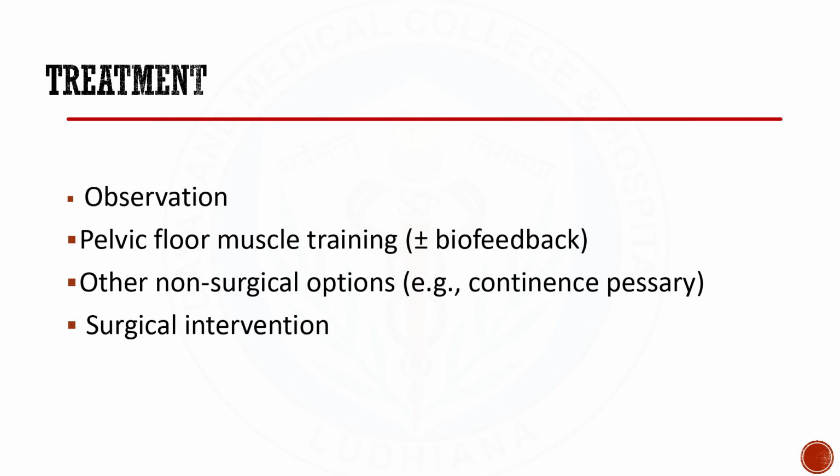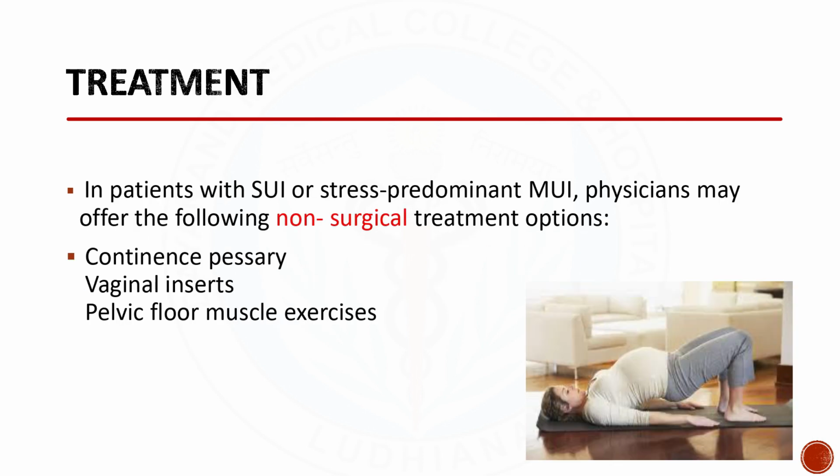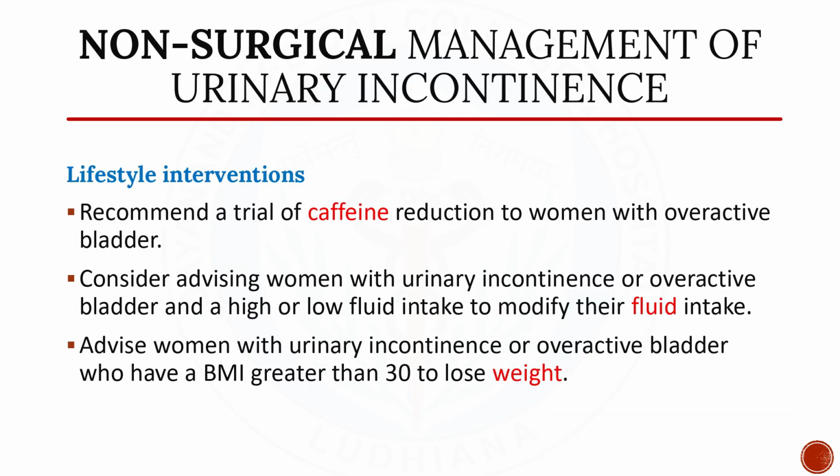So if she needs treatment, we have heard from various speakers that we can do an expectant management, we can do a behavioral management, we can do a non-surgical management, and we have various surgeries also. So depending on the symptoms and your findings, you are going to go ahead with the first line treatment and the second line treatment. In the first line treatment, we have the lifestyle modifications.